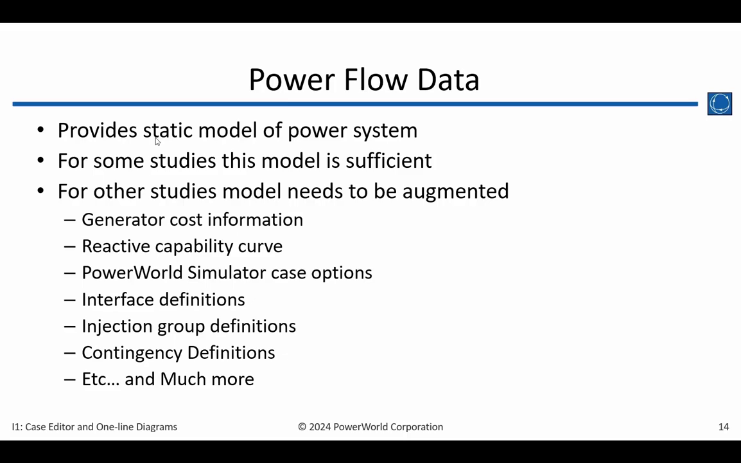Other times you might need to import some other data, things like generator cost information, reactive power capability curves, again for generators. You might need to alter the options that are used in the solution of the power flow. You might need to bring in some higher level objects like interfaces, which are also sometimes called flow gates in the industry. Injection groups are groups of generators or loads or other megawatt or megavar devices that can be used in other types of analysis, like available transfer capability analysis, PVQV analysis, things like that. Typically, that's not going to be in the raw file or the EPC file either. You can add that information after you've loaded those files.